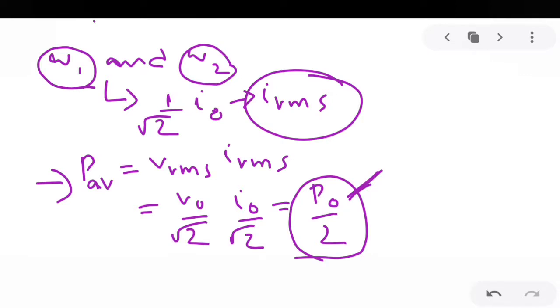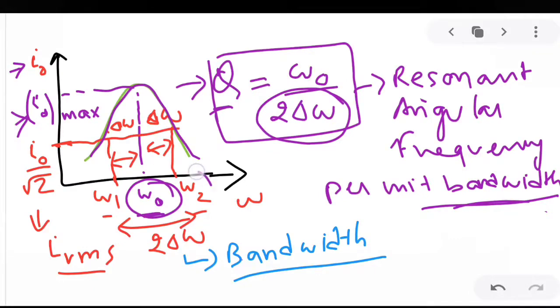Now in the graph, see this omega 2 and omega 1. These are delta omega away from omega naught. Omega 2 is delta omega ahead of omega naught and omega 1 is delta omega behind omega naught. Now let's see what the behavior of the circuit is at angular frequency omega 2.